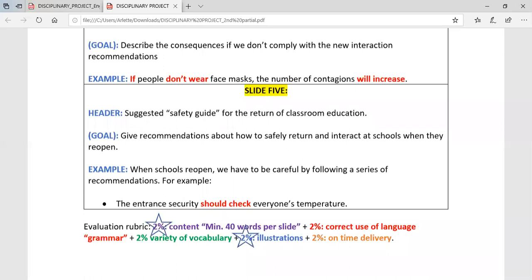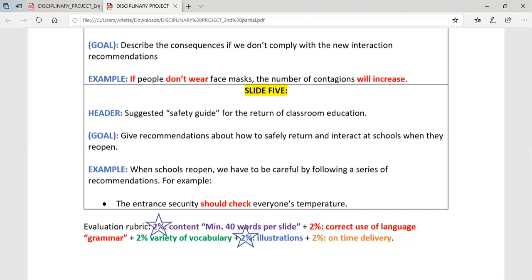Okay, so for this slide, guys, you have to use the modals. You have to use must, mustn't, can, can't, in negative or affirmative. You have to use may, might, could for possibility. You have to use should for giving advice.